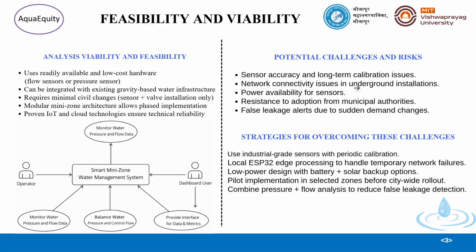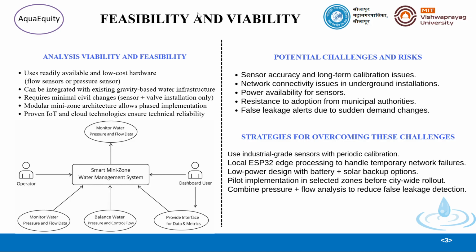Next, feasibility and viability. After analysis, we get low-cost hardware to make it viable and user friendly. We can also integrate with the existing gravity-based water infrastructure, because Solapur has hilly regions and low regions, so we have to adjust the pressure and flow accordingly. It automates the water system and requires minimal civil changes, only sensor and valve installation. The modular mesh architecture allows phased implementation, and proven IoT and cloud technologies ensure technical stability.